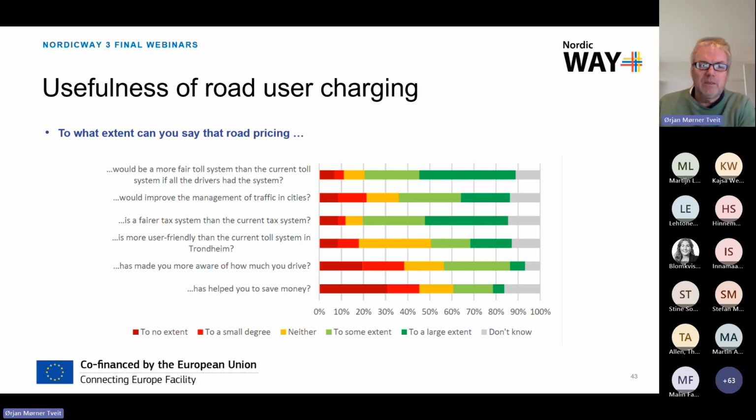But the last question, has it helped you to save money? Of course it didn't, because we tried to make it equal, so that the road user charging and the tolling should get in the same amount of money from the people who are part of this test. But I think that this was a nice way of getting information about how we could use road user charging and what people are focusing on, what we should improve to get it better.